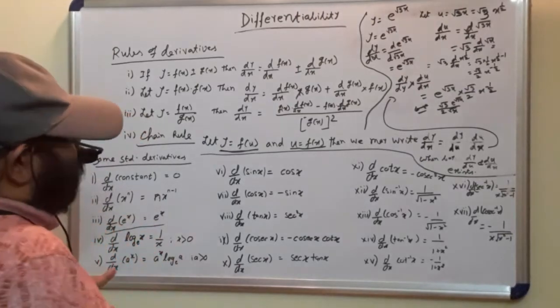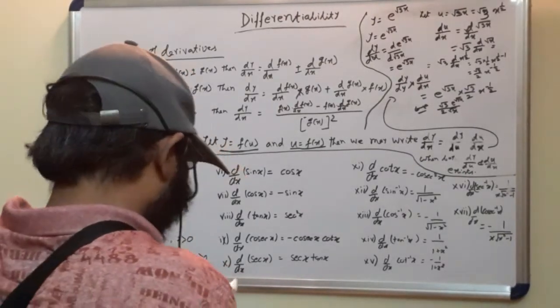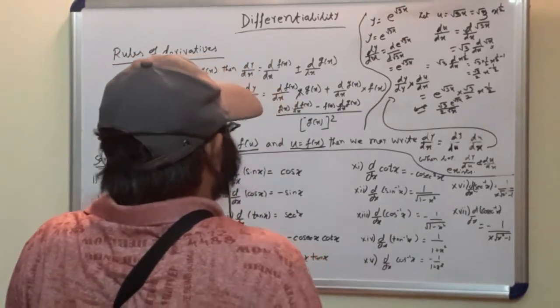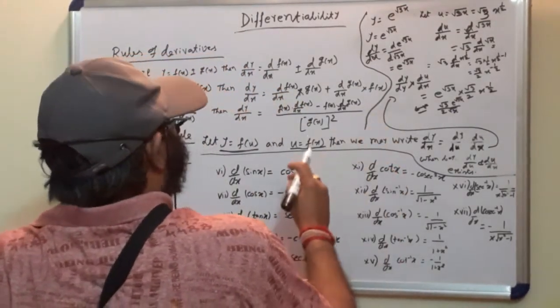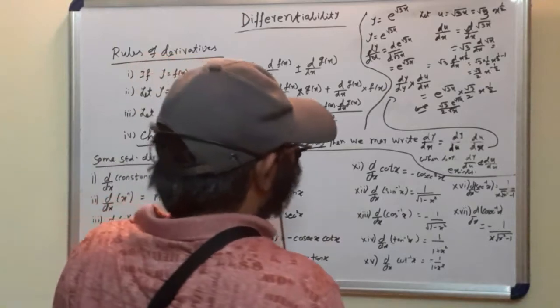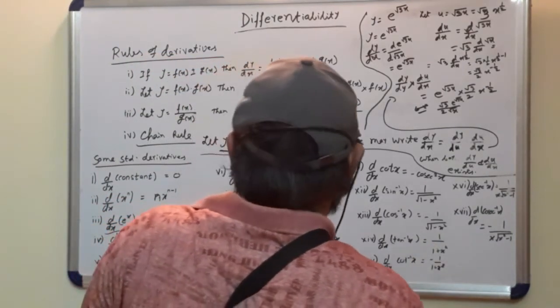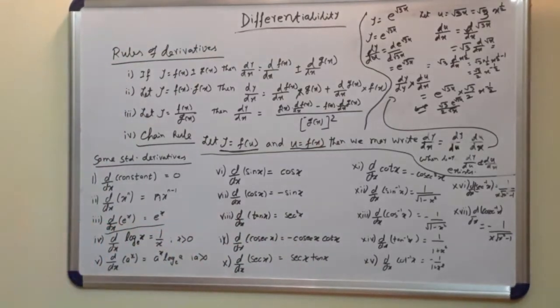In the next session I will explain how you will be in a position to find a derivative by using the chain rule in 2-3 steps itself. In tomorrow's session I will tell you.